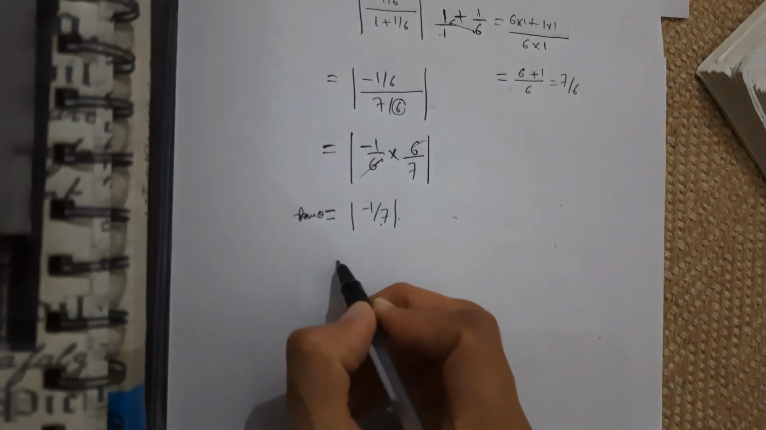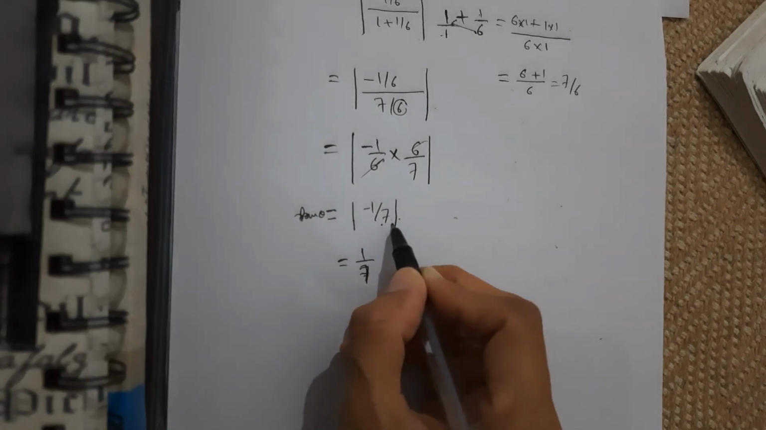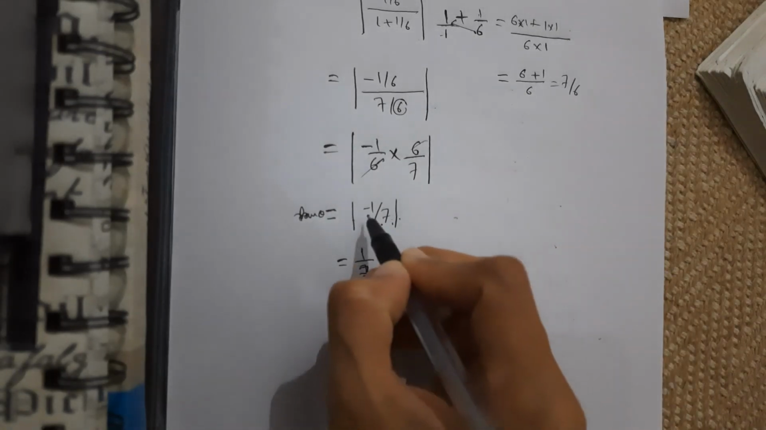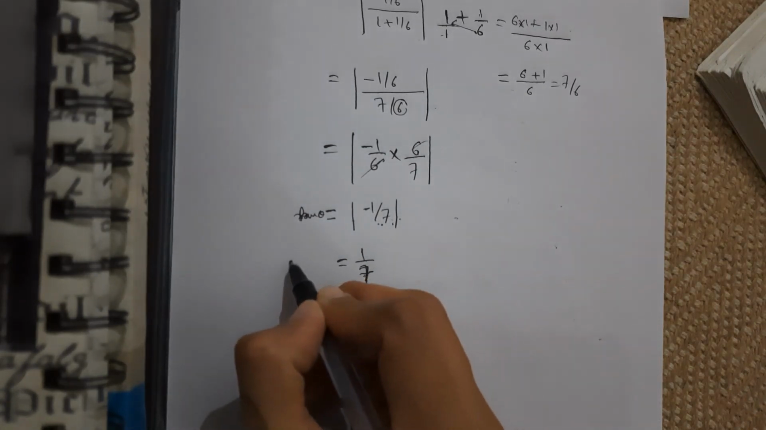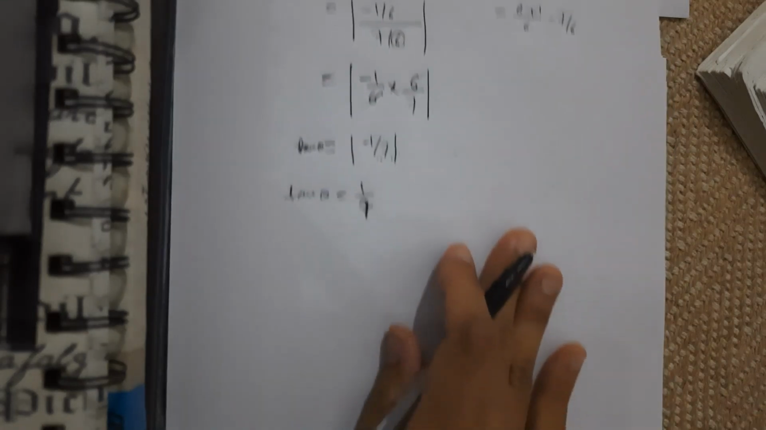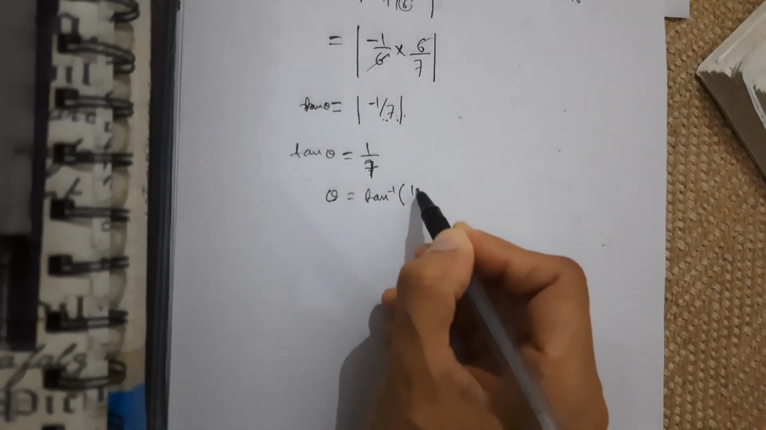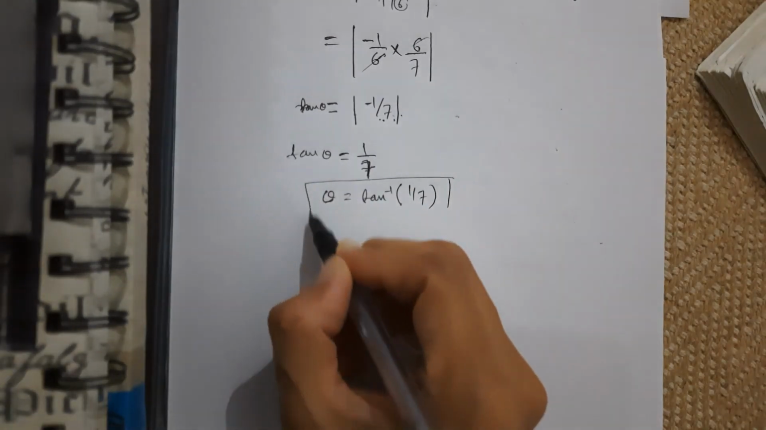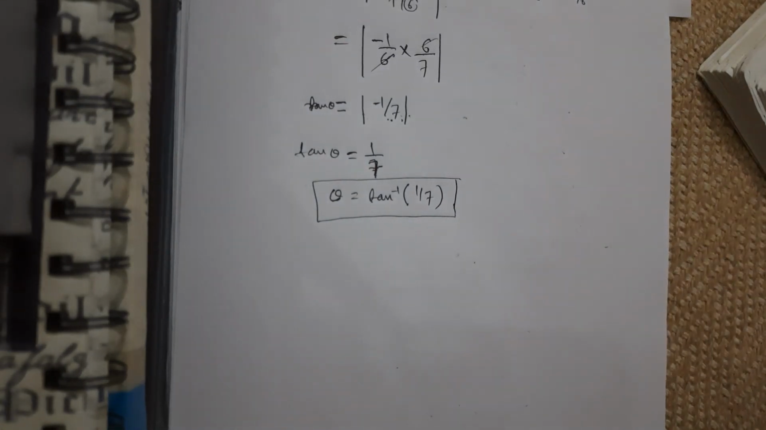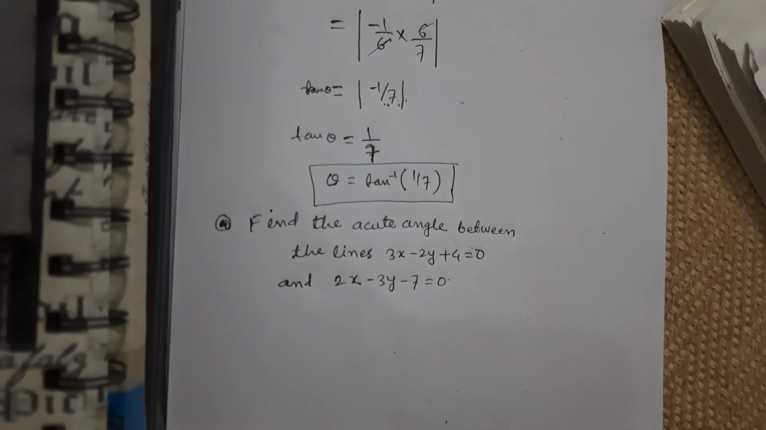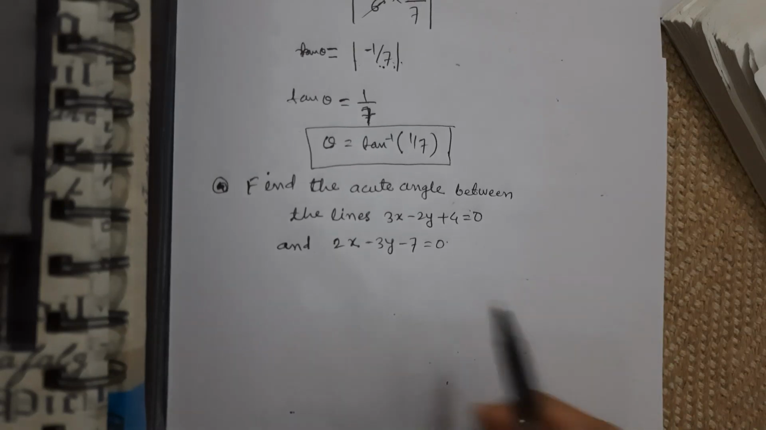Now take this out of modulus. The modulus sign is always for positive. So even if it is negative inside, outside the modulus the value will become positive. So tan theta will be 1 by 7. So theta equal to tan inverse of 1 by 7, and that is the angle between the given two straight lines. Okay. So the next example that we are going to discuss, I already have written the example.